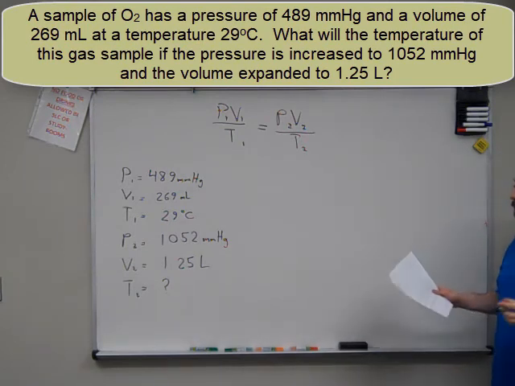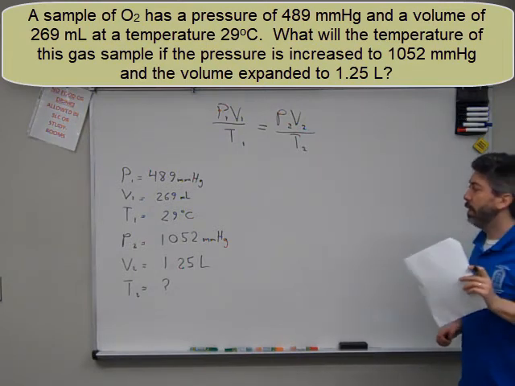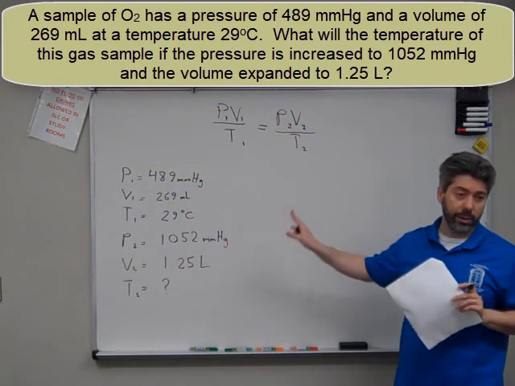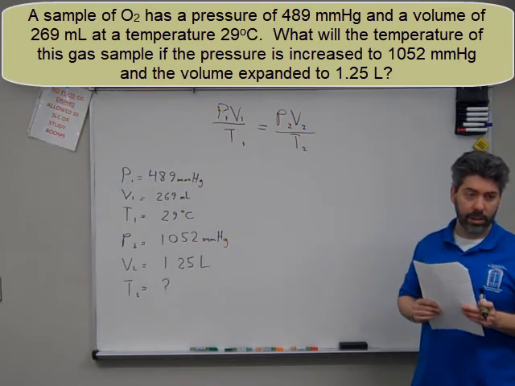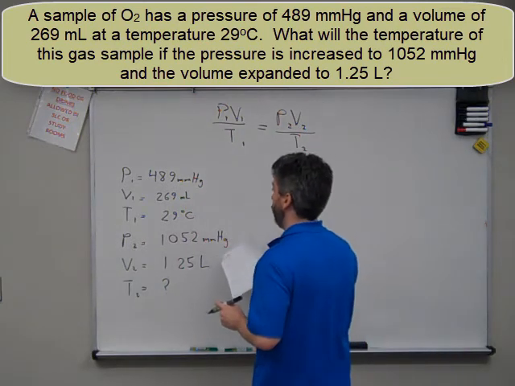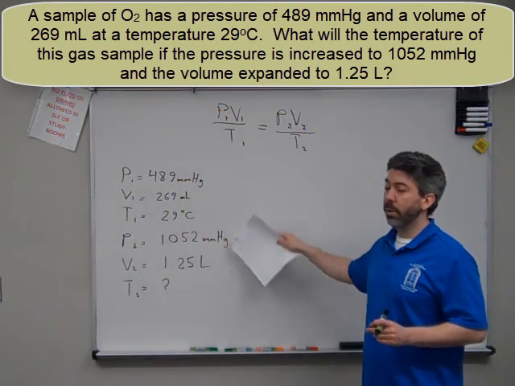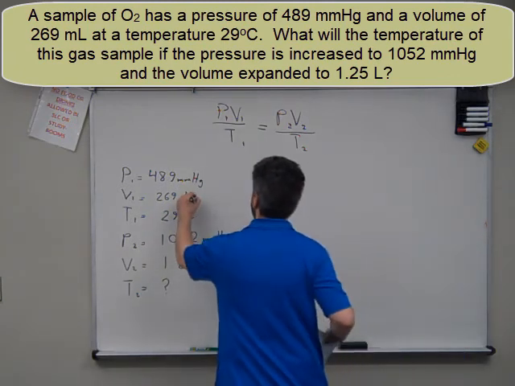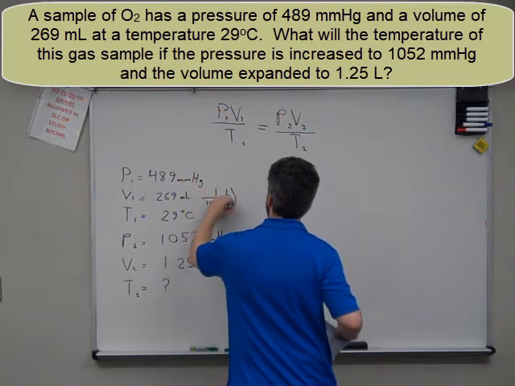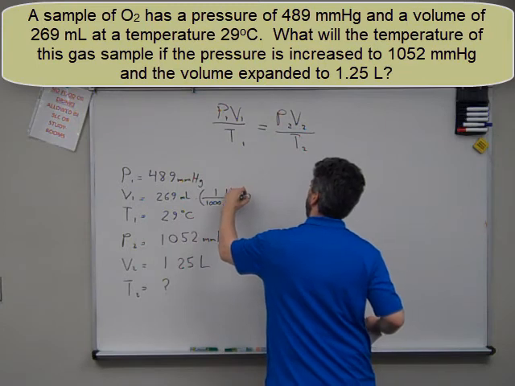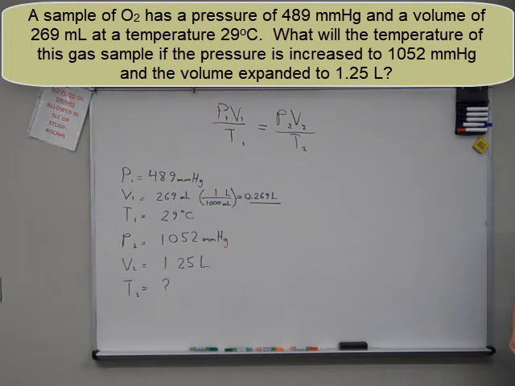So now I have all the information. When I'm looking at this, I see a couple of things that I have to do before I throw this into the equation. What do I need to do? Yes, I have to convert volume 1 to liters, or I could convert the other to milliliters too. It doesn't matter what unit, but they have to be the same. So I'll convert the milliliters to liters. There are 1,000 milliliters in 1 liter, so this will actually be 0.269 liters.